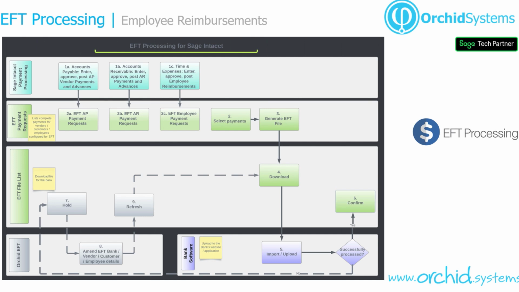And similar to AP and AR processing of EFT files, if there's an issue with the file, the bank says there's some problem with the employee's details or the bank's details, you can hold the file, go to the employee, amend some of the details, or go to the bank and amend some of the details, then refresh the file, then you can download it again and upload to the bank. And you would use EFT file list to confirm the file once the bank confirms the file is okay. And this is the process that I'm going to show you now.